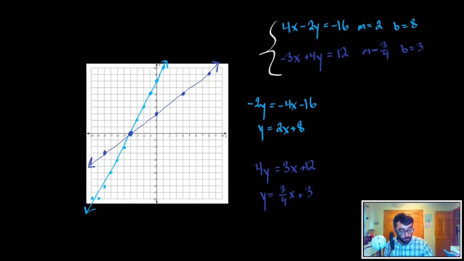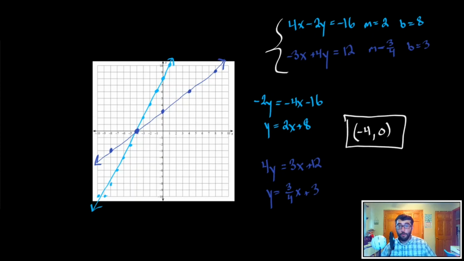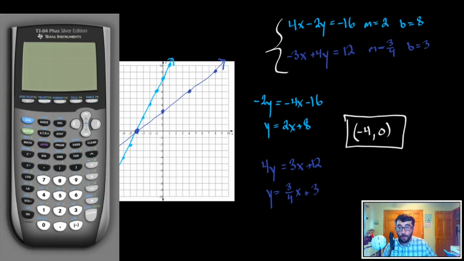So our solution is going to be the point -4, 0. Remember, the solution is a point, so write it as one, okay? -4, 0 is our solution. Okay, so now I'm going to go ahead and show you guys how we can use the calculator to double check our answers. So you should have a calculator similar to this one here.